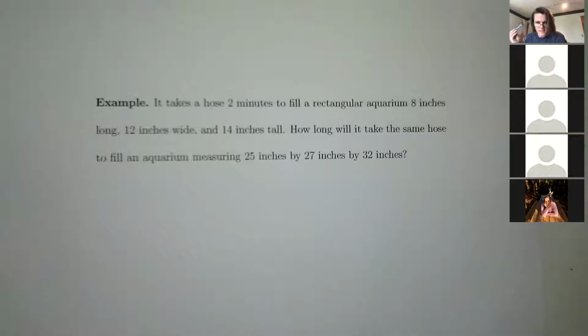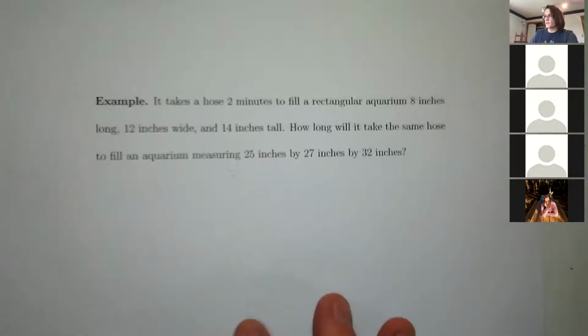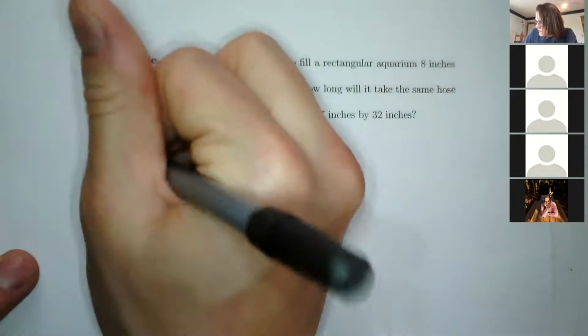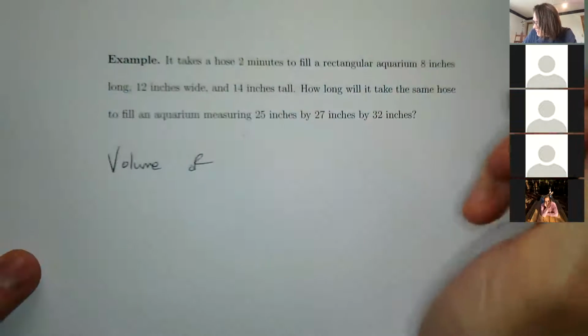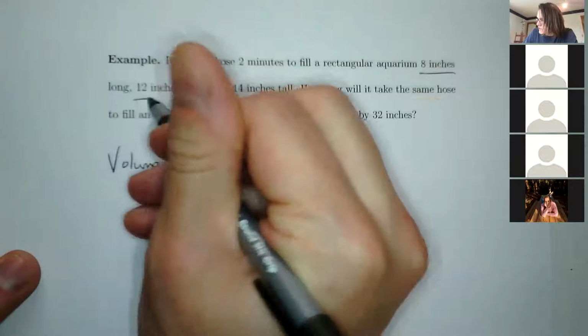So it's the same kind of question. What we want to find is the rate at which the hose is filling these aquariums. And the way we're going to do that is we're going to do cubic inches per minute. So you're going to find how many minutes it takes to fill 1 cubic inch. And then once you know that, you can scale it to this different tank, right? So let's see how that works in general. So the volume of this first aquarium, 8 by 12 by 14.